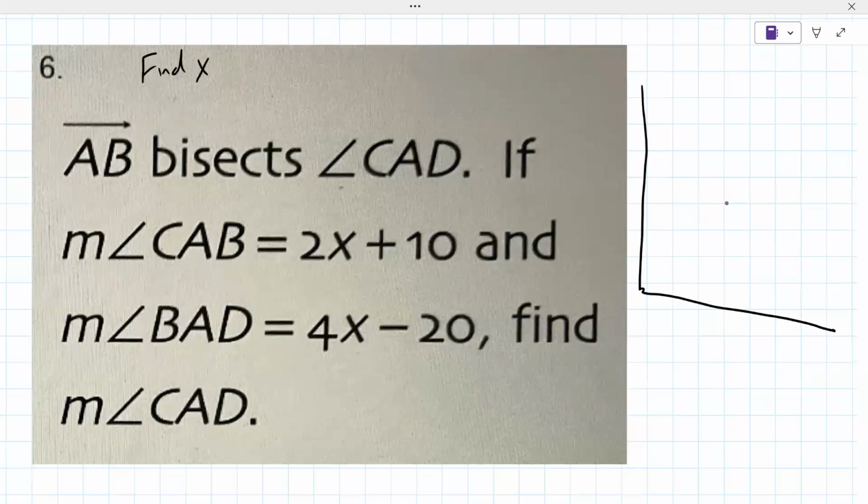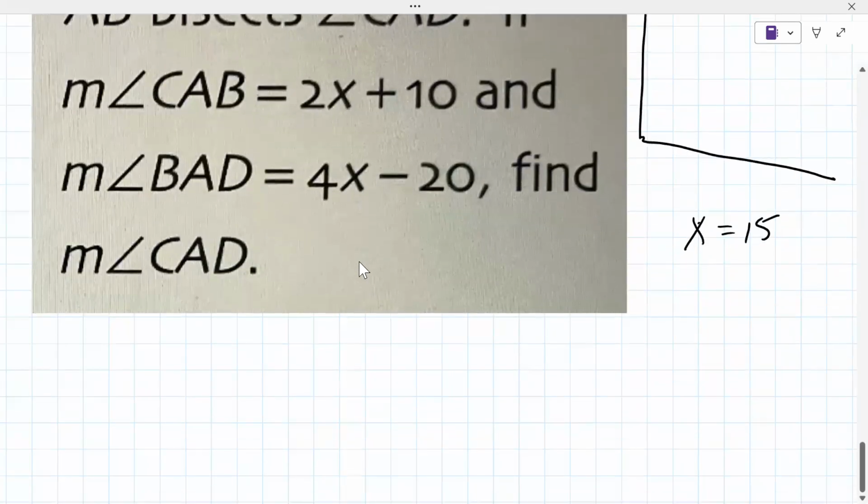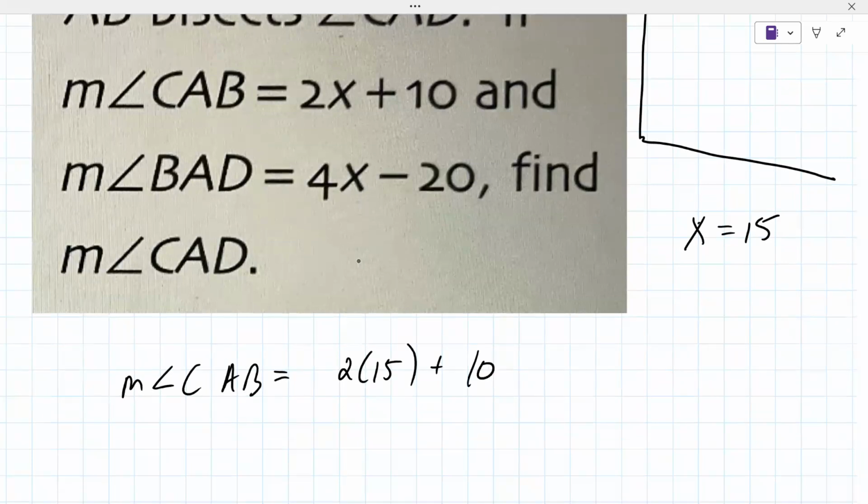I got 40. Well, sorry, you said CAD. X is 40, or that's the angle. And X is 15. Oh, X is 15. Okay, that's correct. Good. And then you put that back into which one? CAD. So you don't have CAD, right? You've got the two angles together. So you have to first find the measure of angle CAB. So CAB is 40, that's for sure. But what about measure of angle BAD?